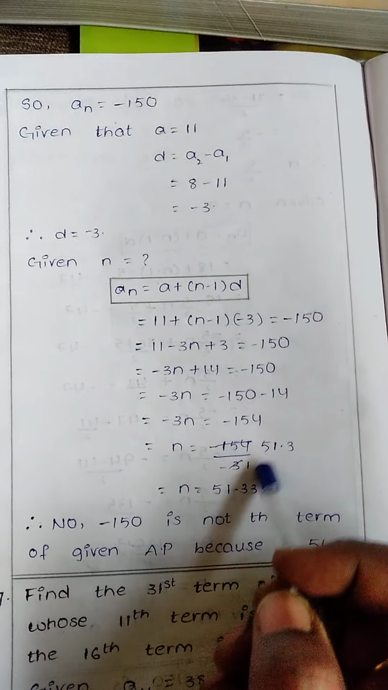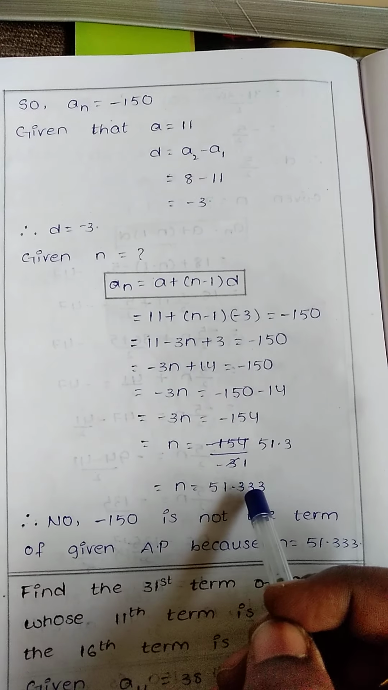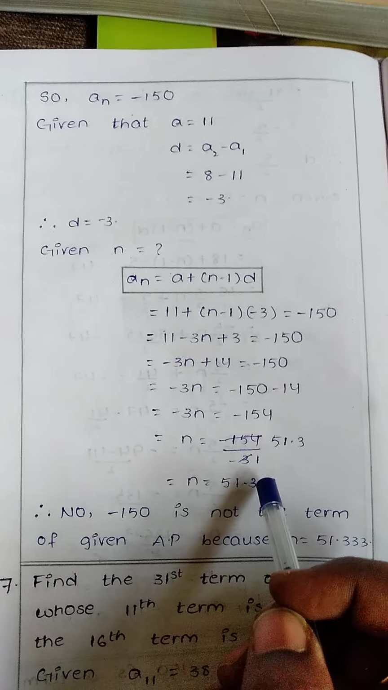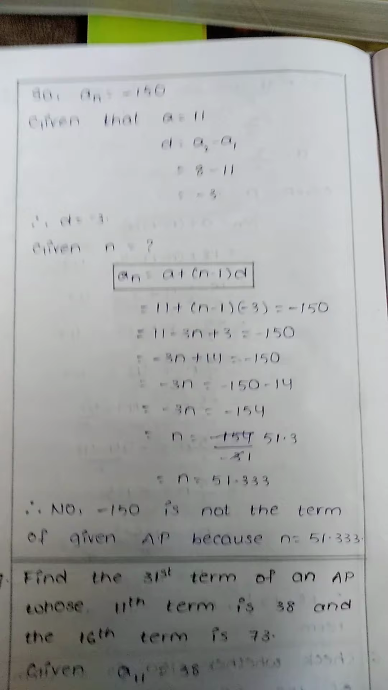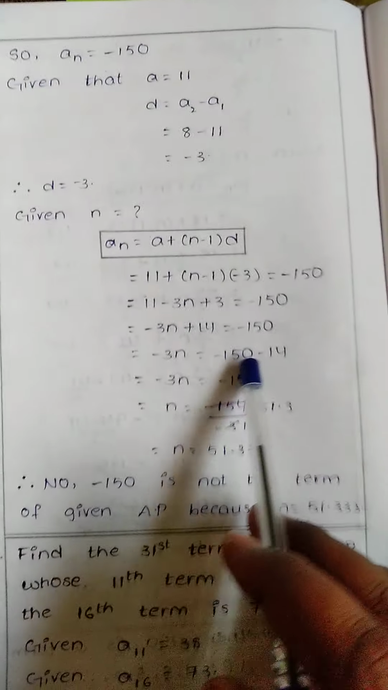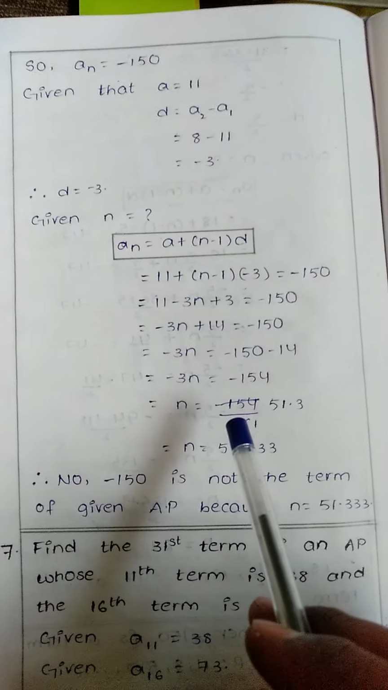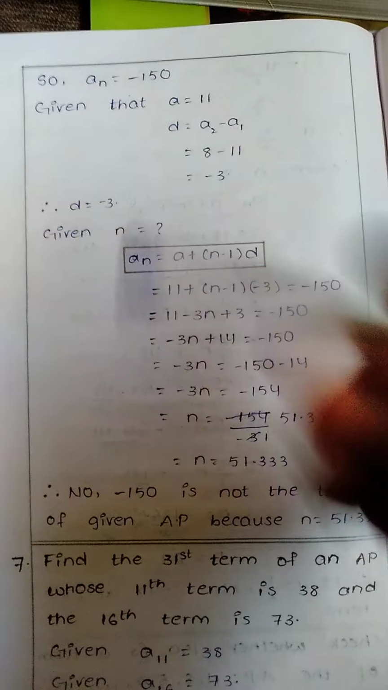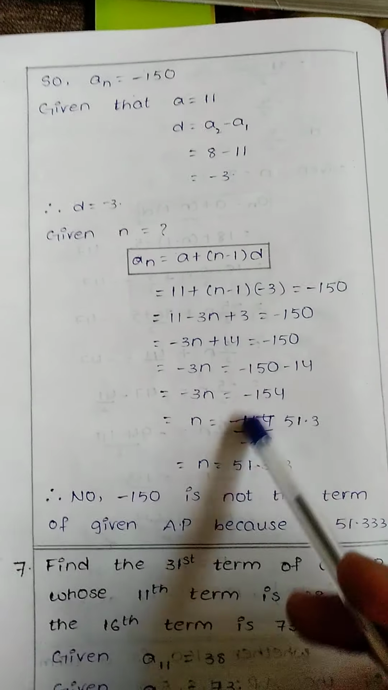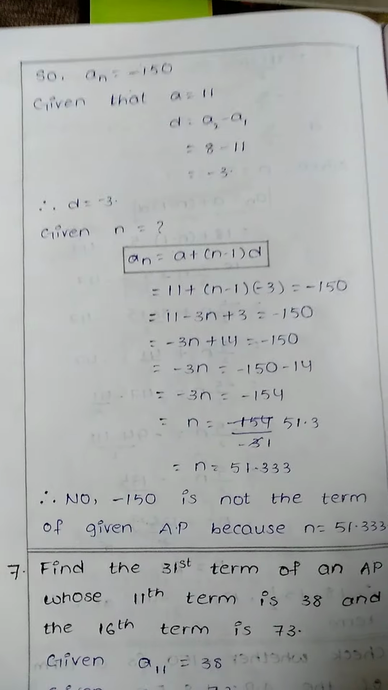Can you say it is the 51.33rd term? No, we cannot say. The n is compulsorily a countable number, a natural number. If we get a fraction or decimal number, then we can say minus 150 is not in this progression.